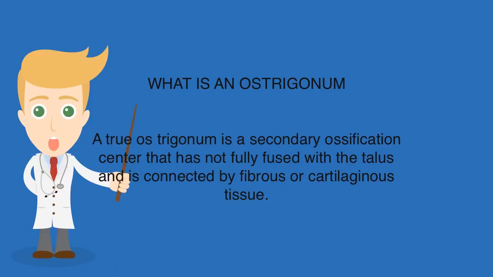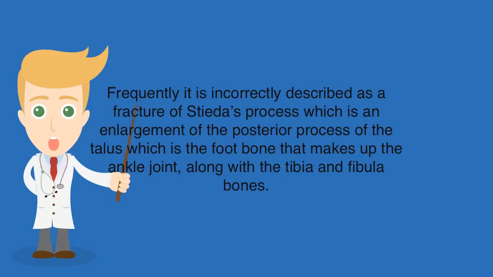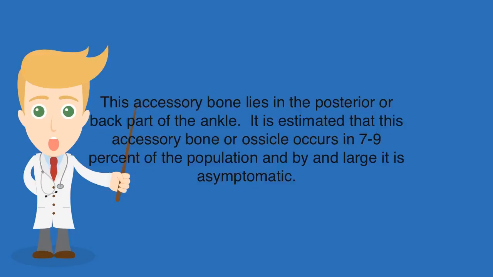What is an os trigonum? A true os trigonum is a secondary ossification center that has not fully fused with the talus and is connected by fibrous or cartilaginous tissue. Frequently it is incorrectly described as a fracture of Stieda's process, which is an enlargement of the posterior process of the talus, which is the foot bone that makes up the ankle joint, along with the tibia and fibula bones. This accessory bone lies in the posterior or back part of the ankle.